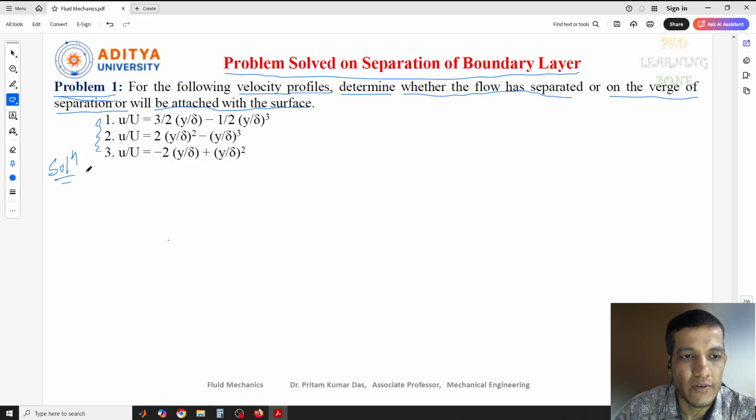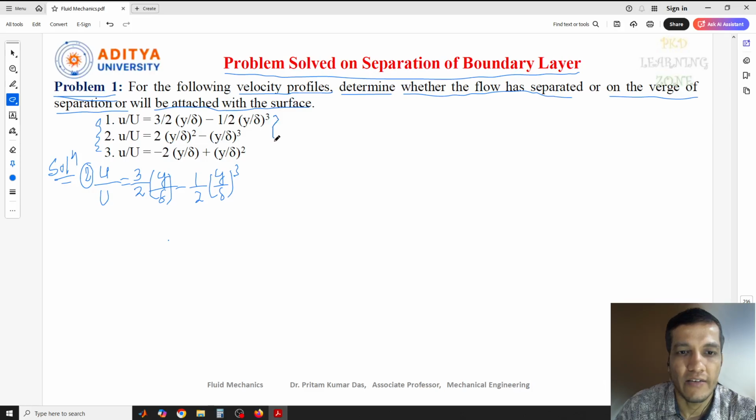Let me consider the first equation. What is given? Small u by capital U equals 3 by 2 times y by delta, minus 1 by 2 times y by delta whole cube. These are the three different velocity profiles given. From this velocity profile we need to identify whether the flow has already separated from the boundary layer.